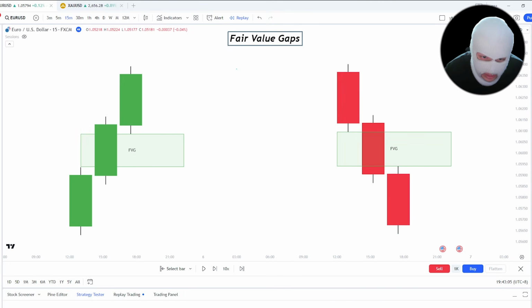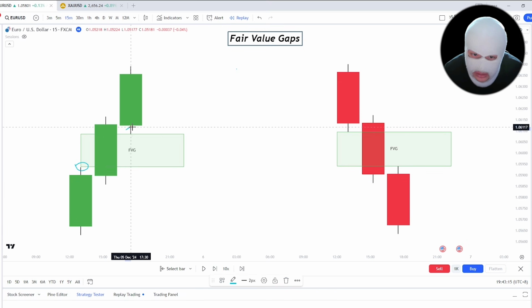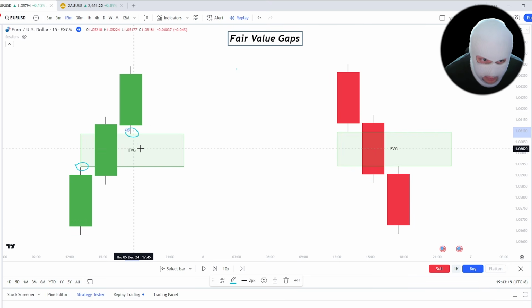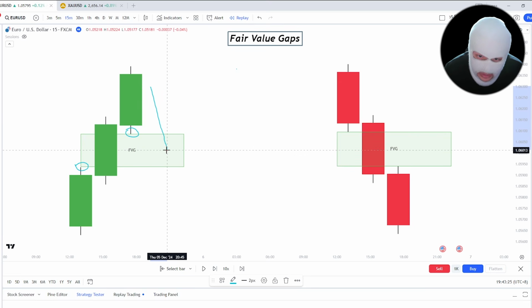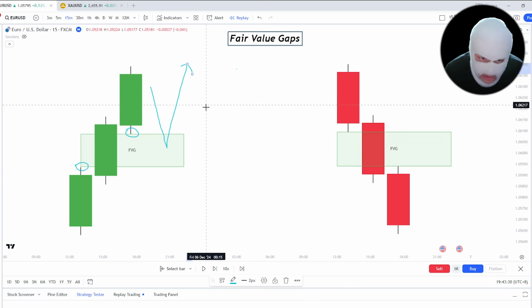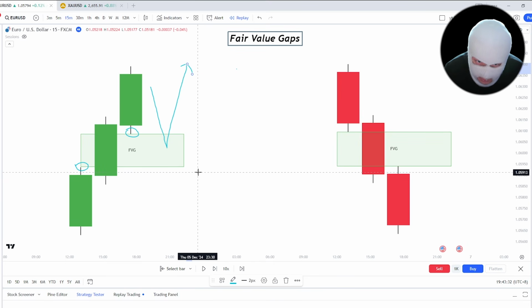The final concept, and arguably the most important, is the fair value gap. A fair value gap is a 3 candlestick pattern. The space between the wick of the first candle and the wick of the third candle, right over here, creates the gap. This area contains unfilled orders, so when price returns to it, those orders will get filled. Price then typically continues in the same direction.